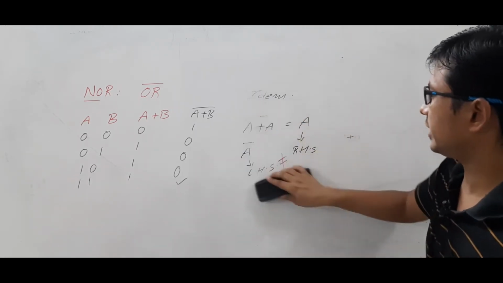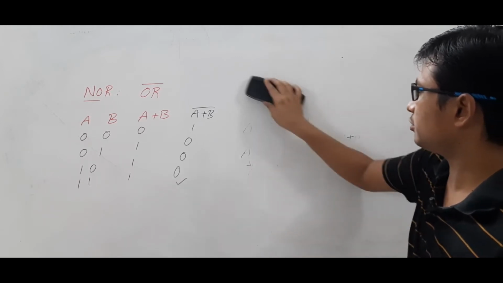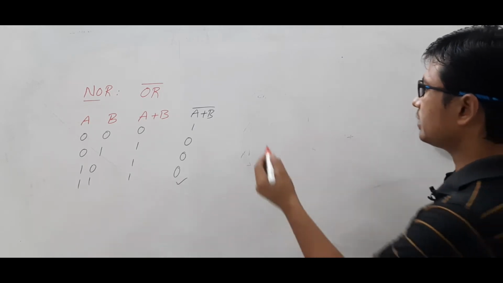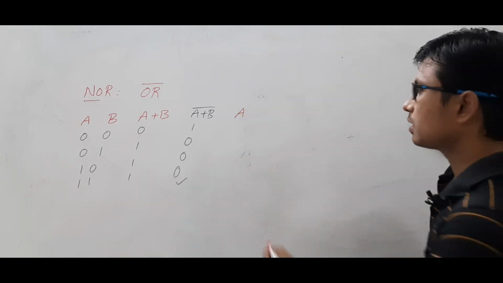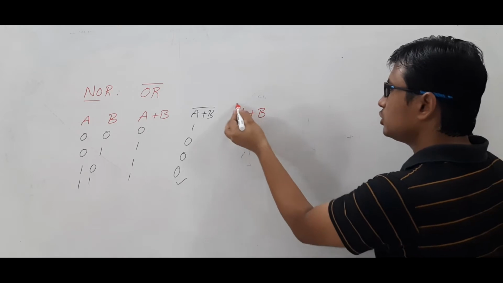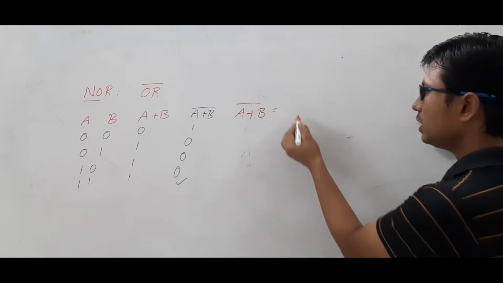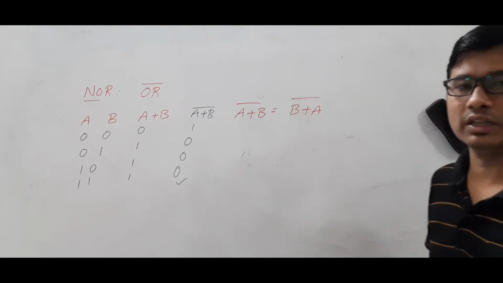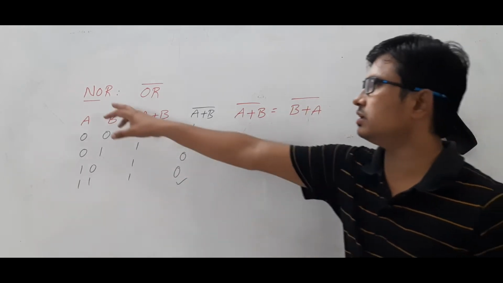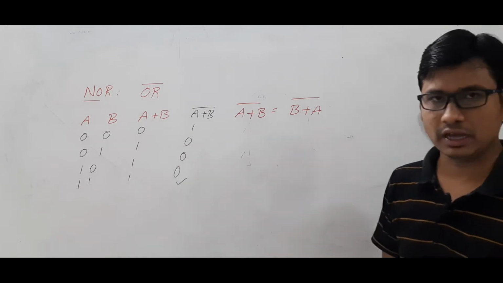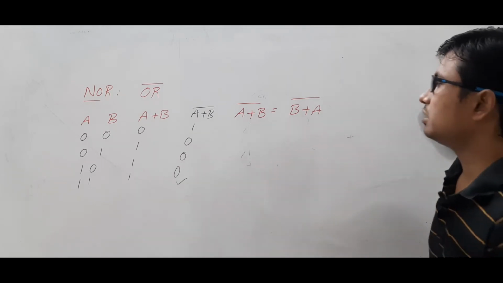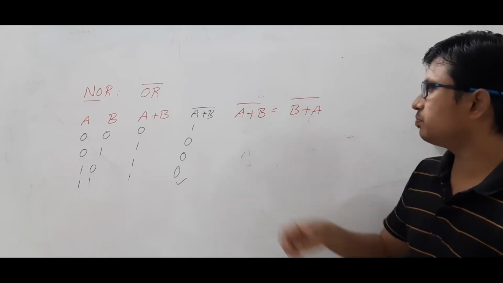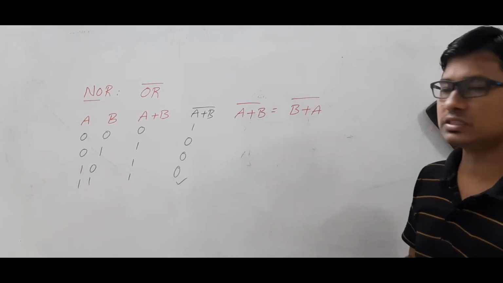Now we will discuss the next property, which is the commutative property. What is the commutative property? A NOR B should be equal to B NOR A. If both are equal, then I can say that NOR is satisfying the commutative property. Am I right or wrong? Is it clear? Now I have to simplify these two expressions and check what comes out.